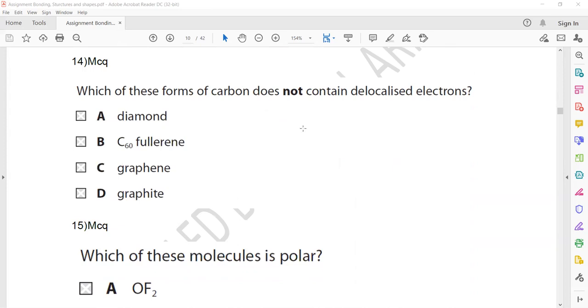In question 14, which of these forms of carbon does not contain delocalized electrons? When we check the structures like fullerene, graphene, graphite, in the case of diamond, each carbon belongs to group 4 and shares all 4 electrons, so there is no delocalized electron in diamond. That's why A is the right answer for this.